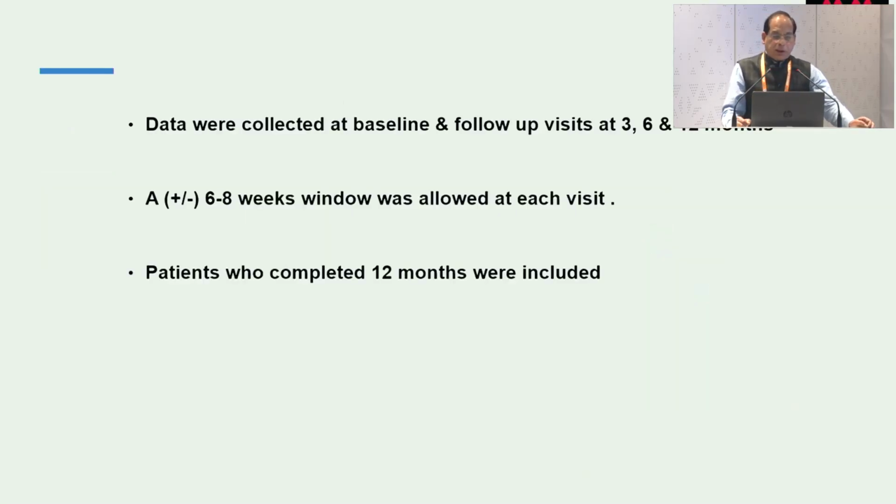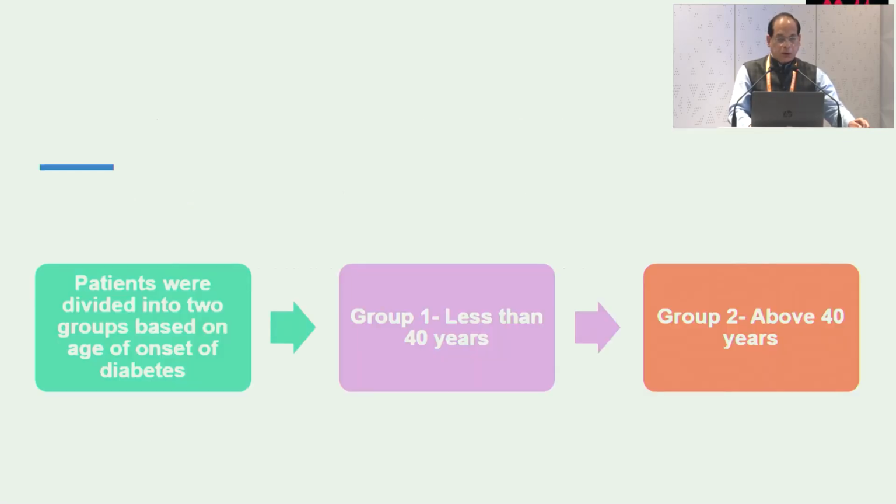Data was collected at baseline and follow-up visits at 3, 6, and 12 months, and a plus or minus 6 to 8 weeks window was allowed at each visit because it was a retrospective analysis. Patients who completed 12 months were included. They were divided into two groups: group 1 with age of onset less than 40 years, and group 2 above 40 years.